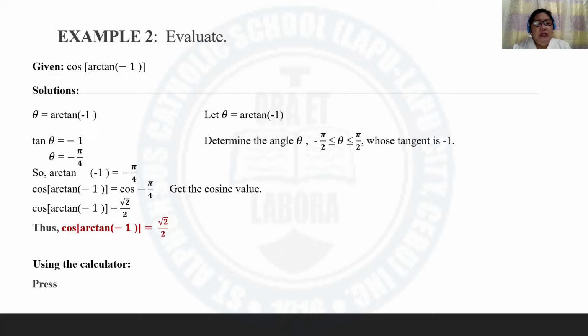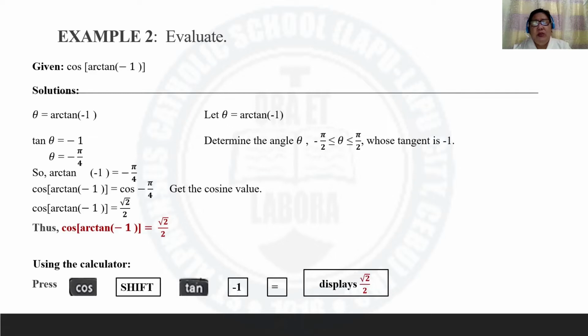Using the calculator, just simply press cos, shift, tan, negative 1, equals, and it will give you square root of 2 over 2.